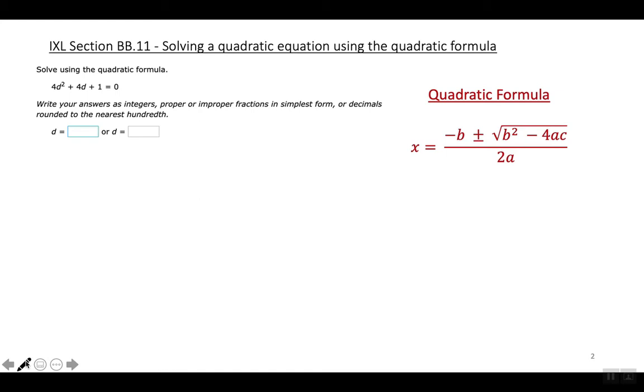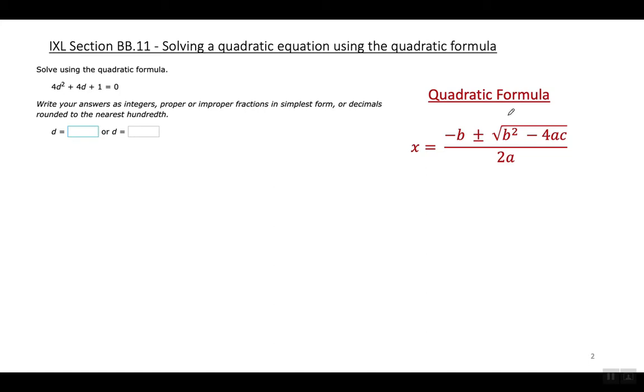When do you use the quadratic formula? You use the quadratic formula when you have a quadratic equation that cannot be factored. I mean, it works for every quadratic equation. But when you have a quadratic equation that cannot be factored, the only way to find the answer is by using the quadratic formula.